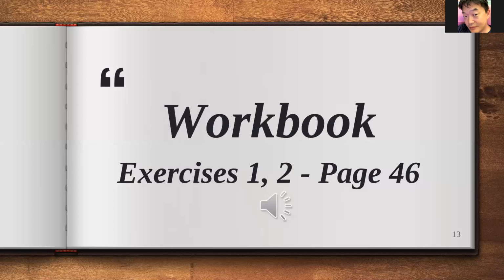Rod hurt his back. What does he have to do? He, because it's third person singular, he has to stay home today. Okay, don't forget that. Number three, Jimmy broke his arm. What do we have to do? We have to take Jimmy to the hospital.